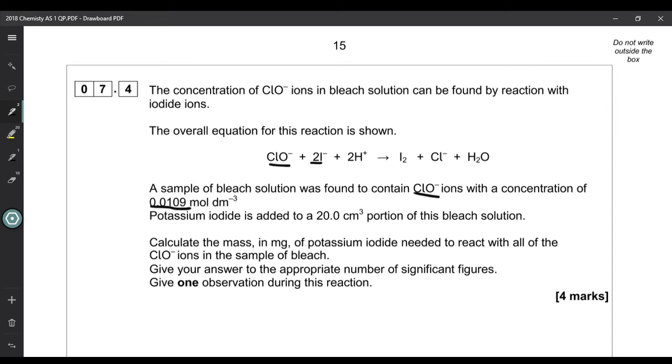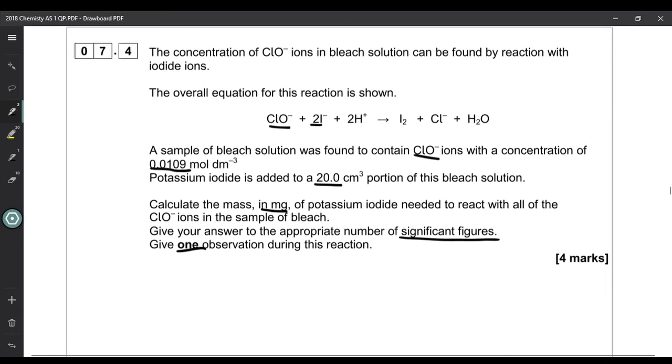The potassium iodide was added to 20 cubic centimeters. Calculate the mass in milligrams of potassium iodide needed to react with all the ClO minus ions. Give your answer to the appropriate number of significant figures and give one observation during the reaction. Okay, so the first thing we need to do is, we've been given the concentration of ClO minus ions.